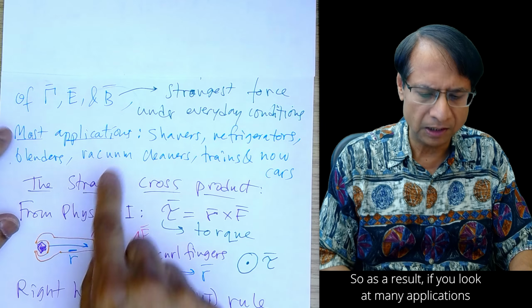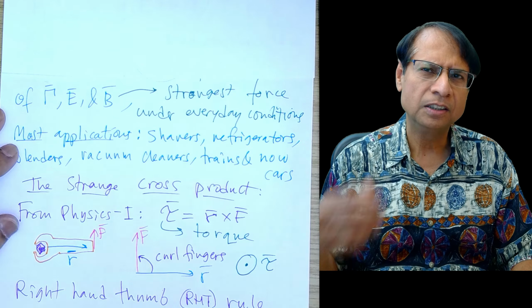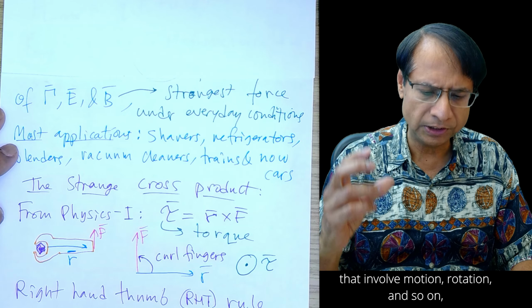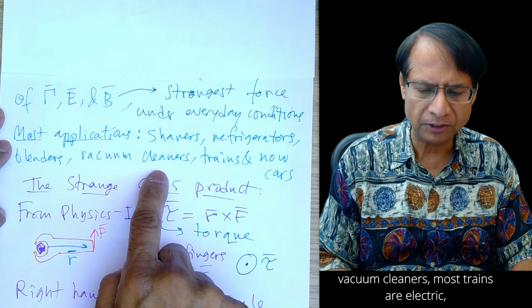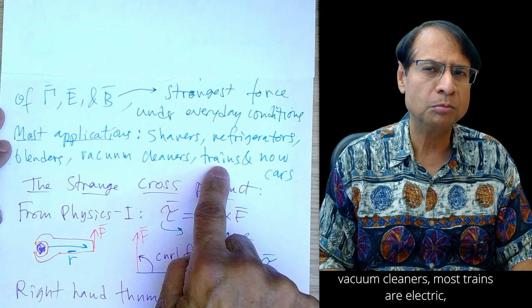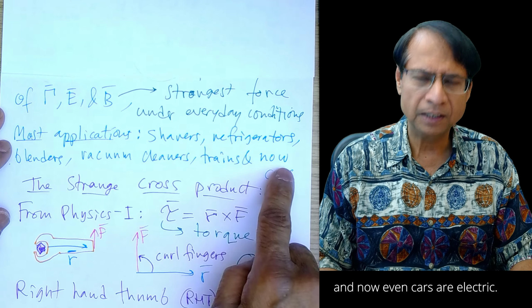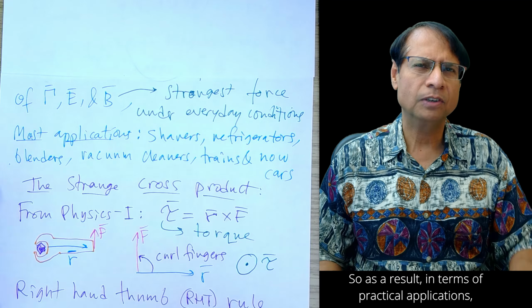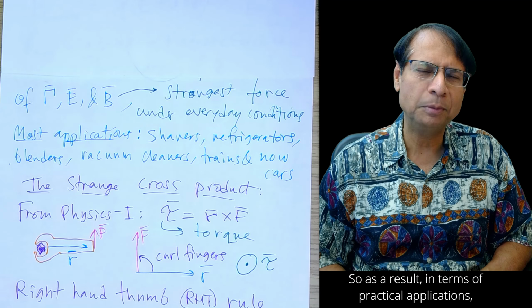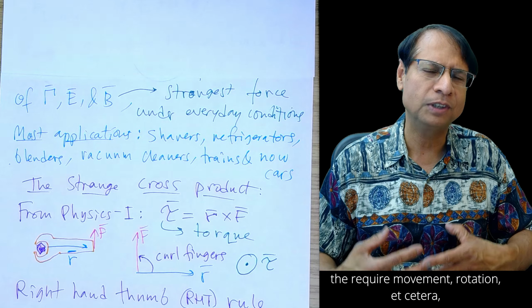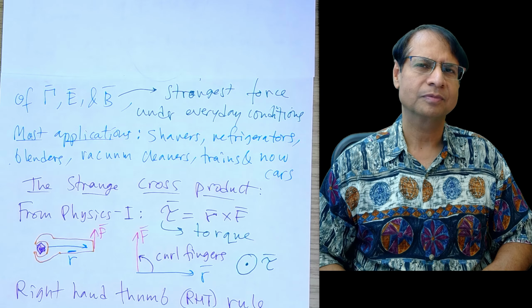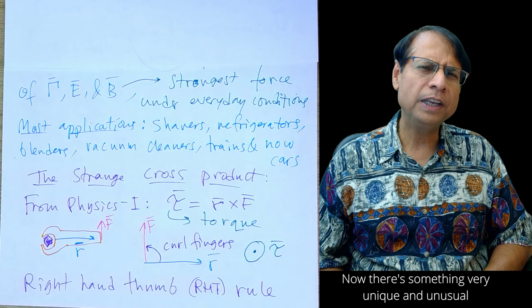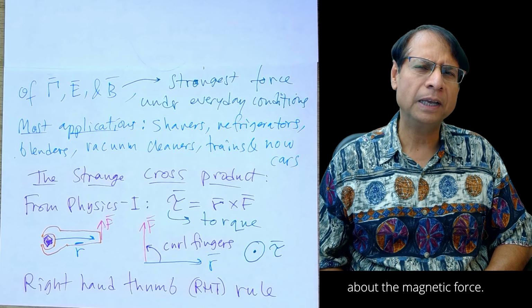So as a result, if you look at many applications that involve motion, rotation, and so on, electric shavers, refrigerators, blenders, vacuum cleaners, most trains are electric, and now even cars are electric. So in terms of practical applications that require movement, rotation, etc., the magnetic force is basically the winner.